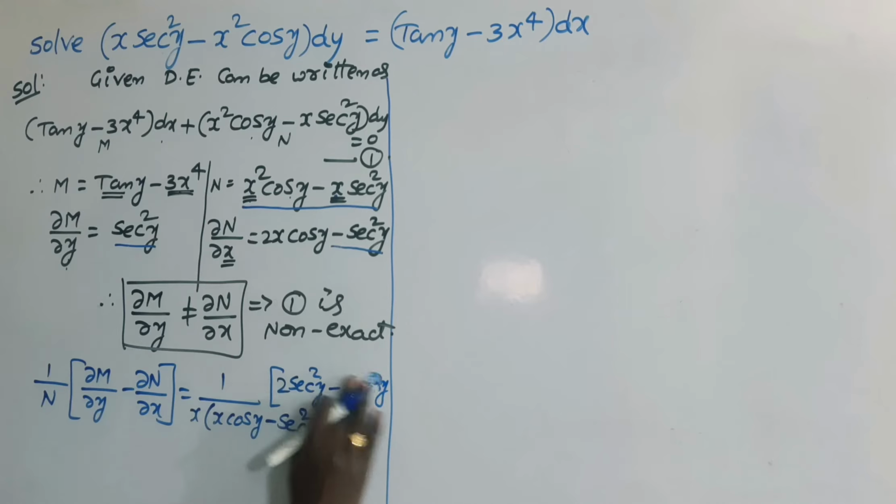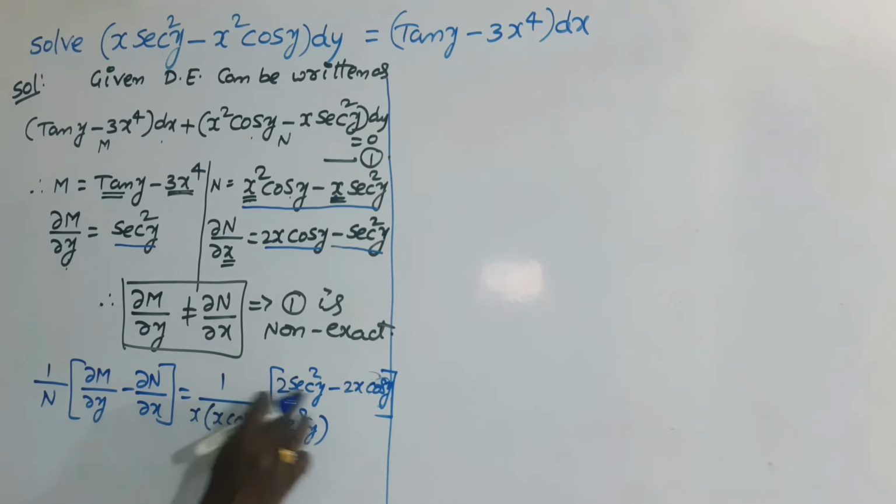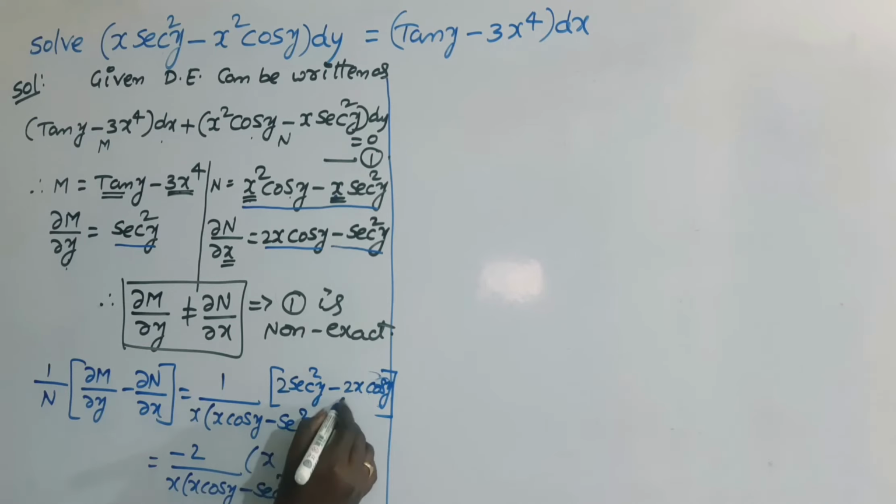Oh sorry, not this term. You have to write this term minus 2x cos y. So we are observing that in both parts 2 is the common term. You can also take negative sign as common term in the numerator. So minus 2 by x into (x cos y minus secant square y) whole into, in the numerator you will get, this term becomes first term, x cos y minus secant square y. We are observing that this term getting cancelled, so you will get the result is only minus 2 by x.